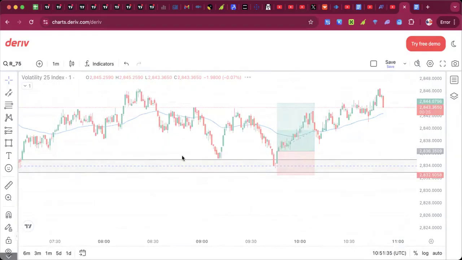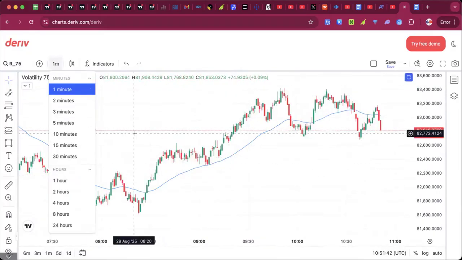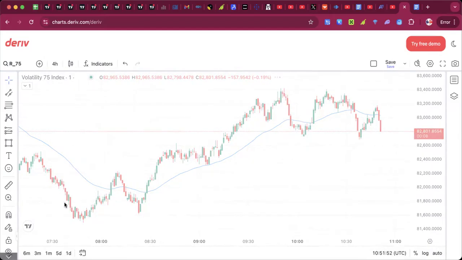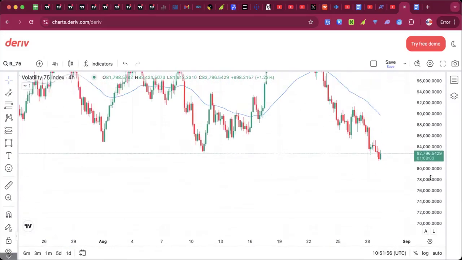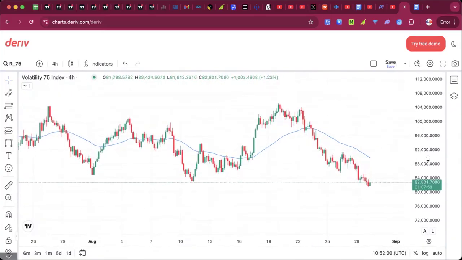V75, not with X. Okay. So this is V75. Remember your first rule: you will probably want to go on a higher time frame, maybe 1 hour or 4 hours, to see where the trend is and all of that. It's important sometimes so that you can give yourself caution. So let's go to 4 hours, for instance, and see the trend of this market. Obviously, this is a downtrend. Okay, no problem.